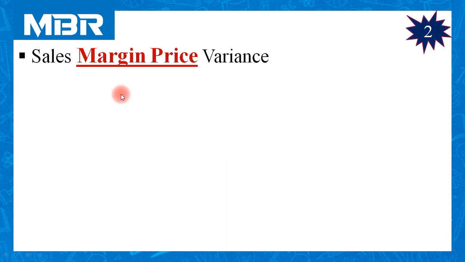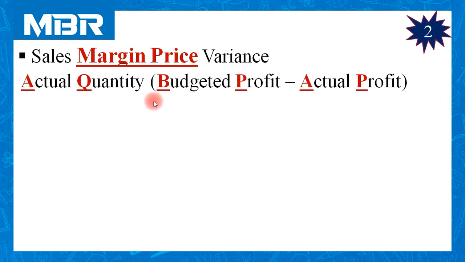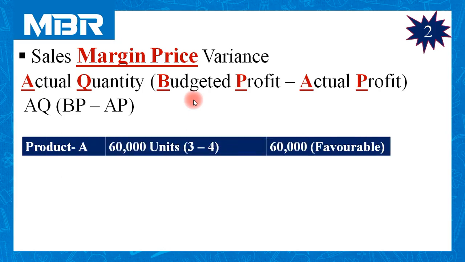It's a sales margin price variance. Actual quantity into bracket budgeted profit minus actual profit. Use the values in the formula and find out the difference. For product A, 60,000 units actual quantity, budgeted profit rupees 3, against which actual profit earned by the company per unit is rupees 4. So profit is increased by rupee 1 per unit. So total difference is 60,000 favorable.